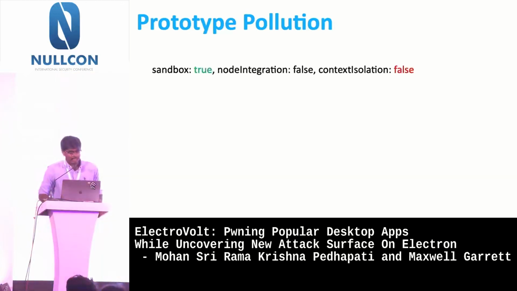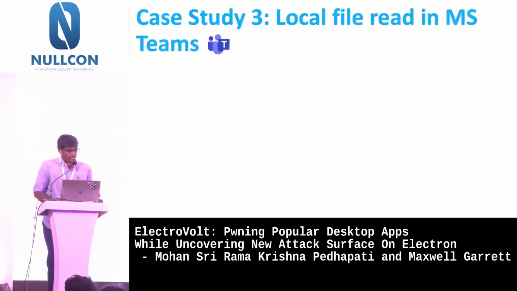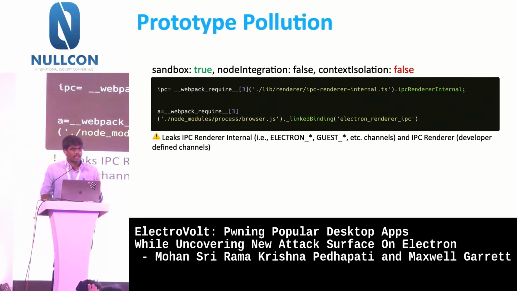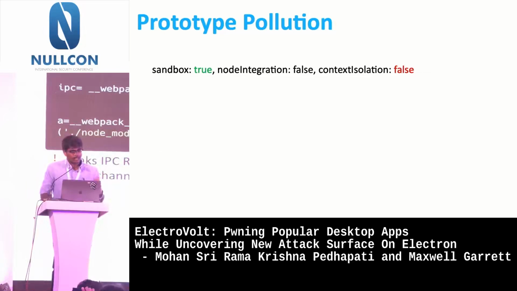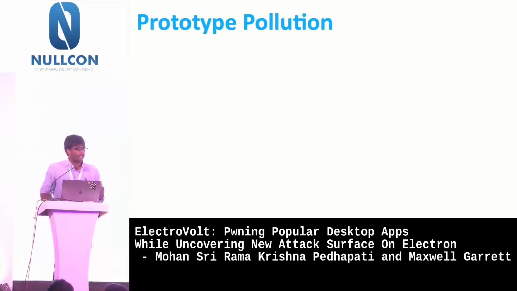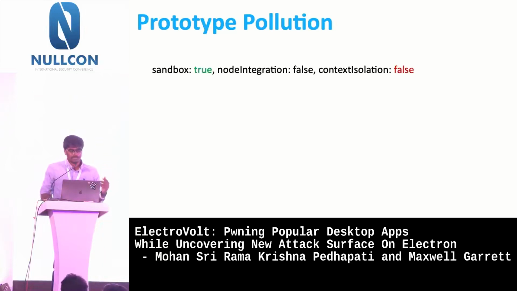With that leaked IPC, here you can see we are leaking the webpack require, and we can get access to all the Electron internal modules. You can find more about this in my blog. This is a little complicated to understand on the slides, but if you debug and see in Electron, you can understand the prototype pollution gadget. It's just messing with the Electron internal code and leaking the IPC module, which is useful for us to talk to the main process directly.